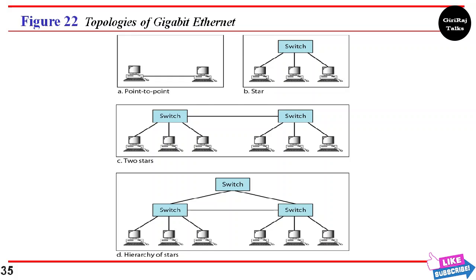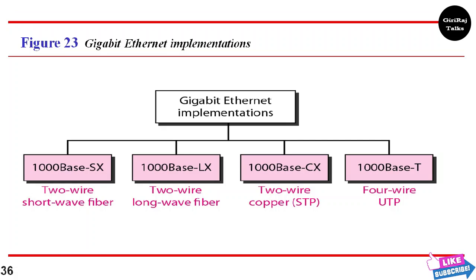Let us see implementation. Gigabit Ethernet can be categorized as either a 2-wire or 4-wire implementation. The 2-wire implementations use a fiber optic cable or STP. The 4-wire version uses category 5 twisted pair cable. In other words, we have 4 implementations, as shown in figure 23 on the screen. 1000Base-T was designed in response to those users who had already installed this wiring for other purposes such as fast Ethernet or telephone services.